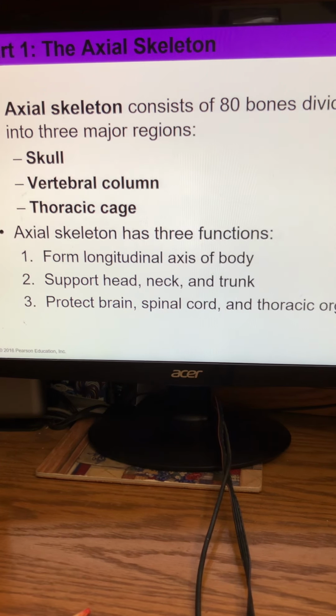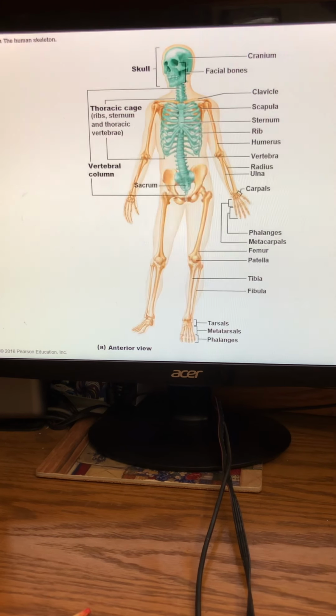And the axial skeleton has three functions. One of which is to form the longitudinal axis of the body that will connect the appendicular skeleton to it. It's also going to support your head and neck and trunk. In addition, it's also going to protect your brain, spinal cord, and thoracic organs.